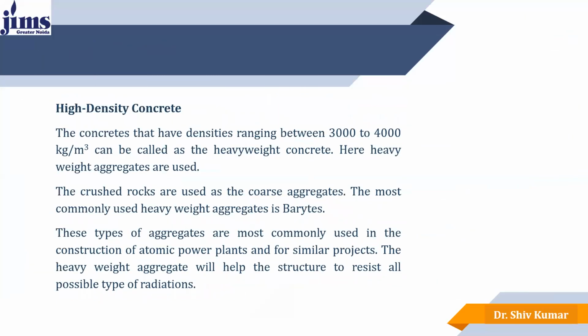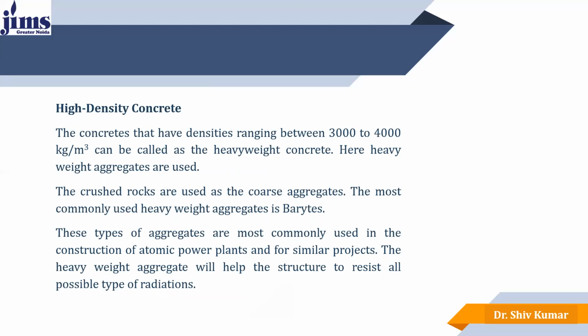The next one is high density concrete. Concrete that has densities ranging from 3000 to 4000 kilograms per cubic meter is referred to as heavyweight concrete, in which specific types of heavy aggregates are used for the manufacture of high density concrete. Crushed rocks are used as coarse aggregates, and the most commonly used heavy aggregate is barytes.